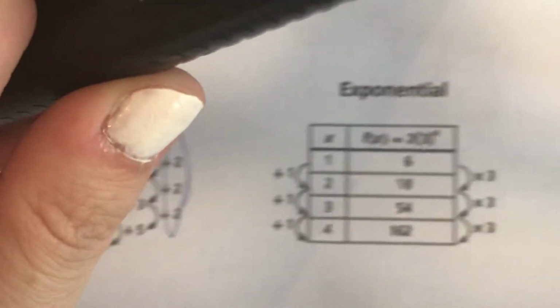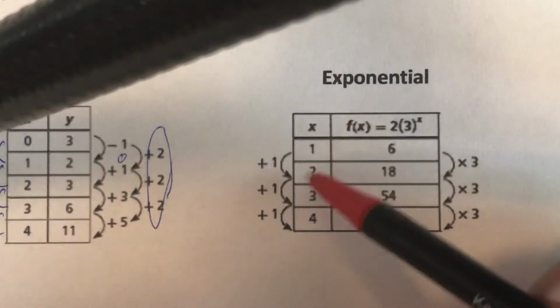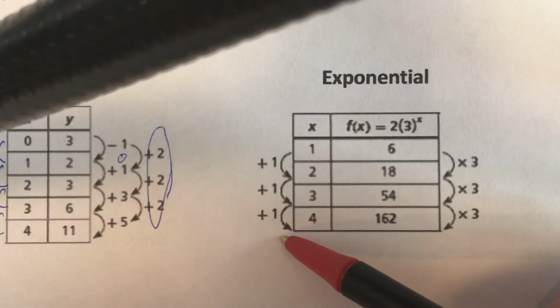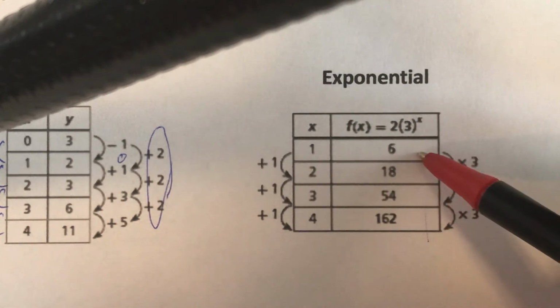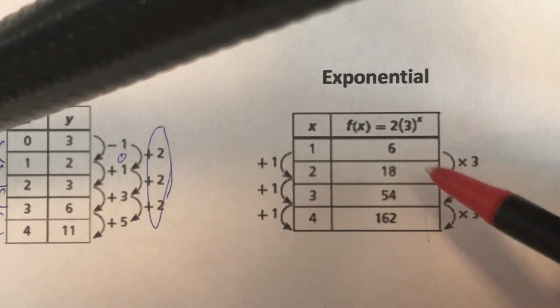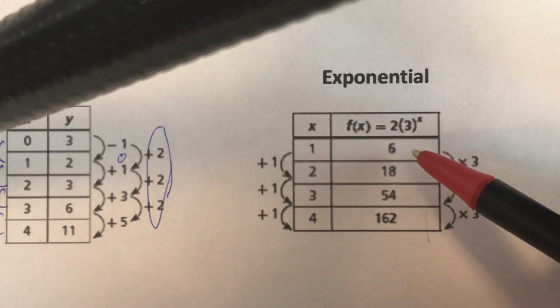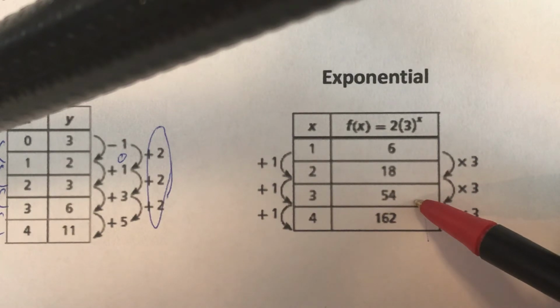All right, so we're going to move on to exponential. So exponential function is the same. Again, with the x values, we're going to go up by a constant amount. But for our y values, notice if we tried doing linear, okay, linear function from 6 to 18, we're adding 12. And then from 18 to 54, that jumps up by a whole lot, 18 to 54.